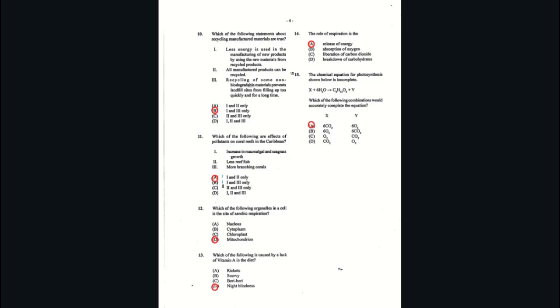And number 14, the role of respiration is the release of energy. That's basically what the role of respiration is, and we know that respiration is basically the opposite of photosynthesis. So now number 15. Number 15 says the chemical equation for photosynthesis shown below is incomplete. Which of the following combinations would accurately complete the equation? Now, everyone should know the formula for photosynthesis, and basically it is CO2 plus H2O, with sunlight over chlorophyll, produces glucose, and then we're going to produce oxygen, right?